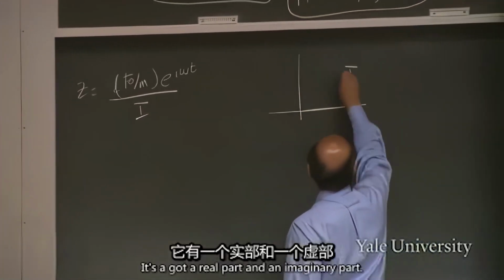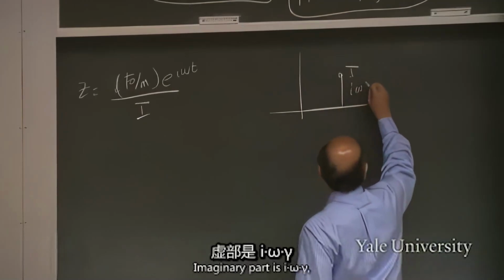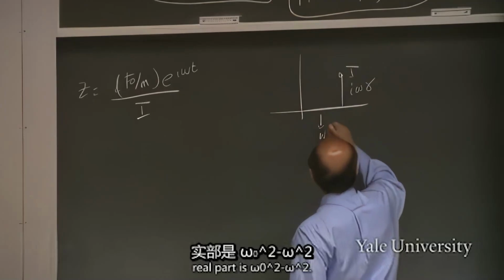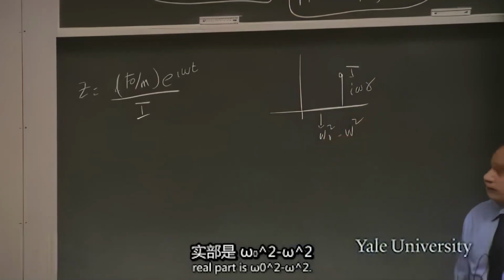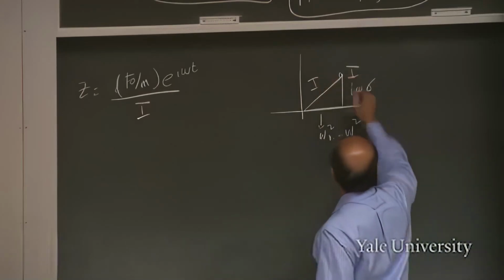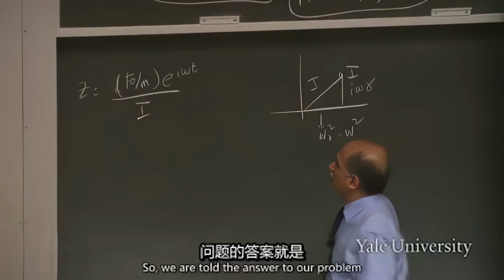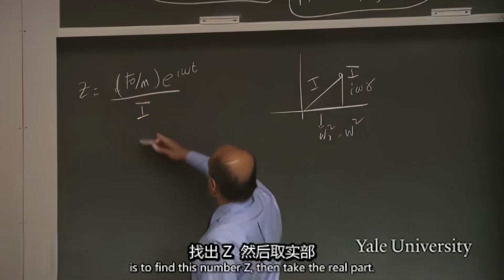It's got a real part and an imaginary part. Imaginary part is i omega gamma. Real part is omega naught square minus omega square. This is the complex number I. So we are told the answer to our problem is to find this number z, then take the real part.